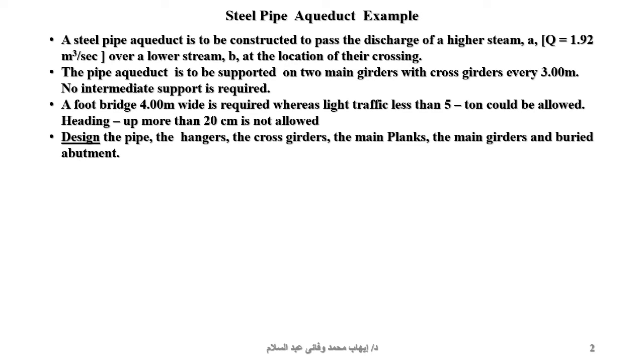A wood bridge 4 meters wide is required, whereas light traffic less than 5 tons could be allowed. Heading up more than 20 centimeters is not allowed. Design the pipe, the hangers, cross girders, main planks, main girders, and abutments.